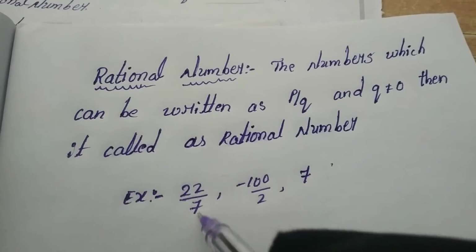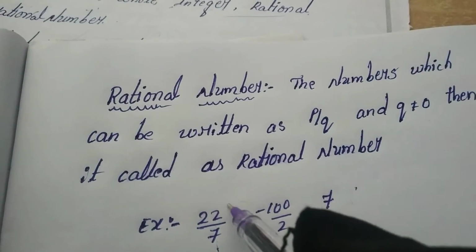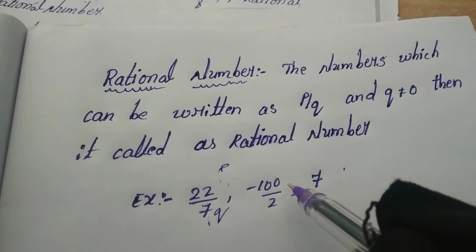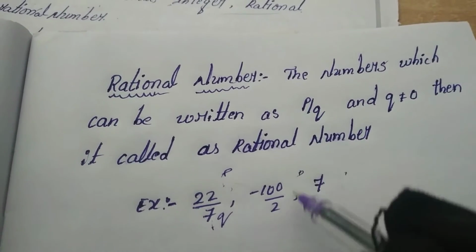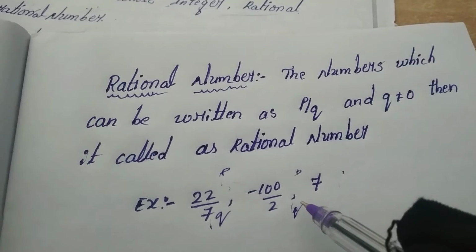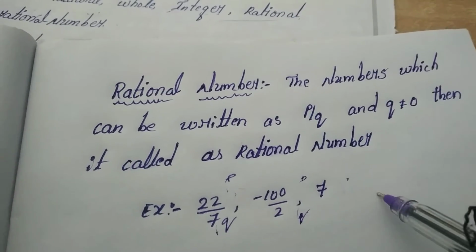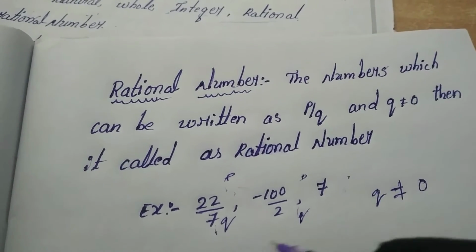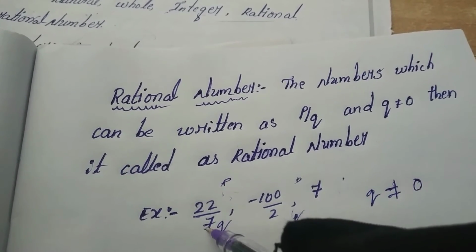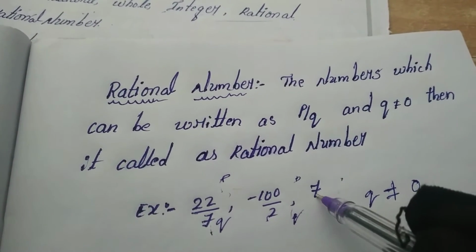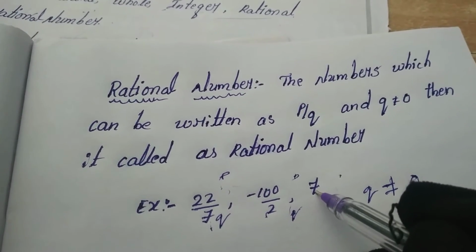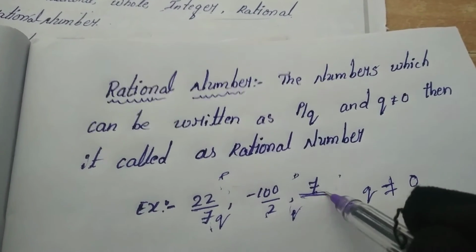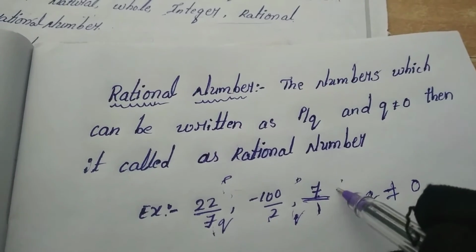For example, 22 by 7. Here 22 is p and 7 is q, and minus 100 is p and 2 is q. One condition is that q should not equal 0. Here 7 is not equal to 0 and 2 is also not equal to 0. What about 7 itself? 7 is not in the p by q form. How can we say that it is a rational number? Because we can divide it by 1. The value will be 7 only.